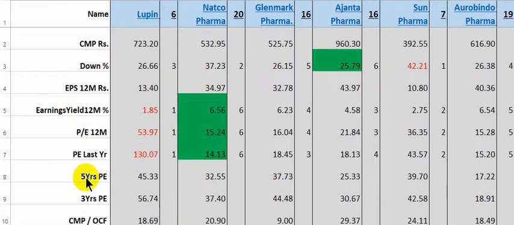Now let us look at how these companies were trading historically over the last 5 years, and on average where the price multiple was in the last 3 years. Lupin's historical 5 years price earning was 45 times. Over the last 5 years, its price was 45 times higher than its earnings. And in the last 3 years, it has gone even higher at 56 times. Again, as investors, we don't want to pay more than 25 times. For me, the benchmark is 25. That is, the price should not be more than 25 times its earnings.